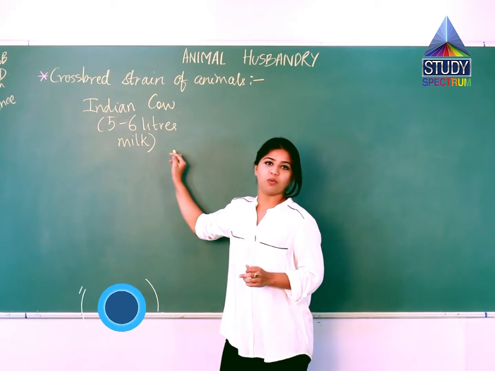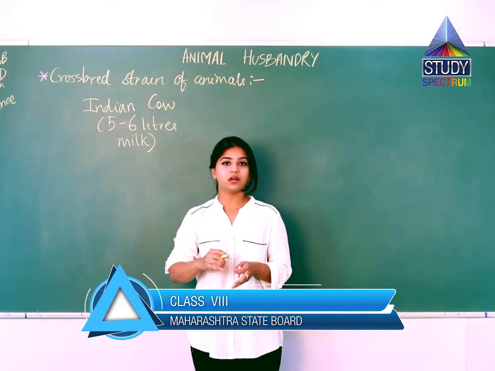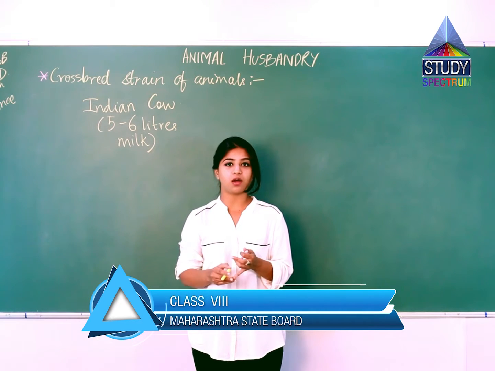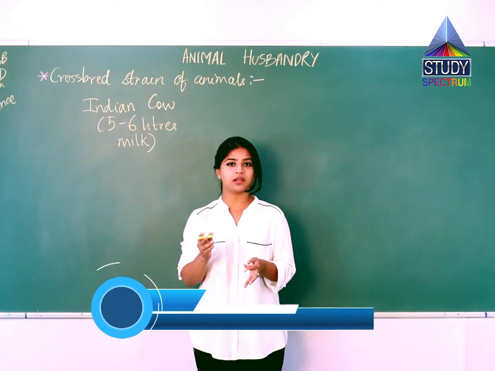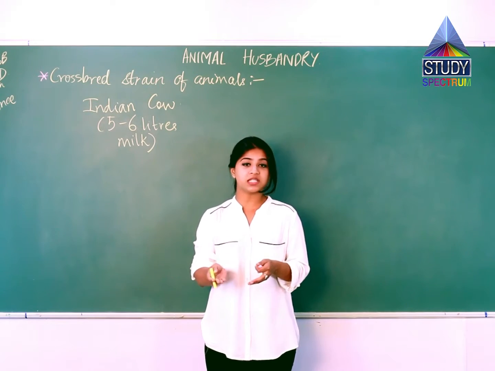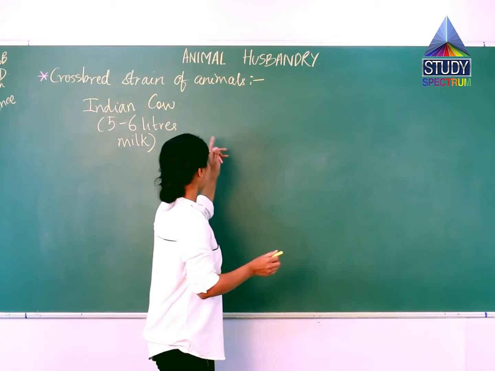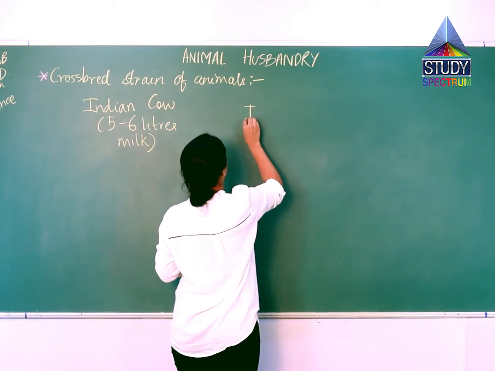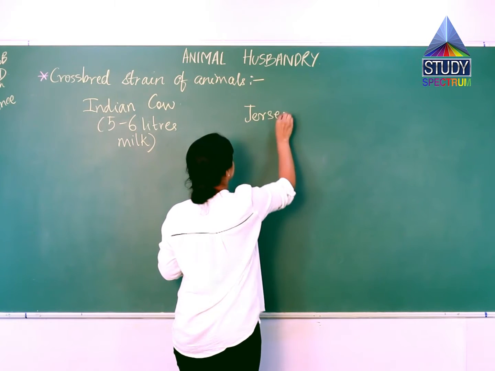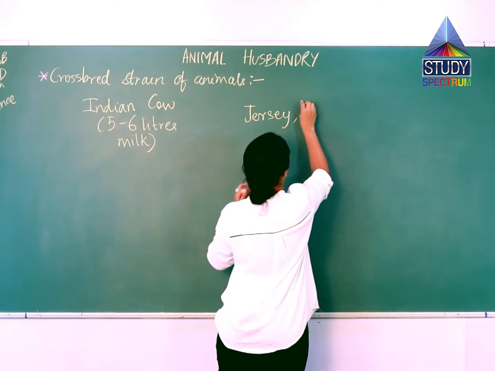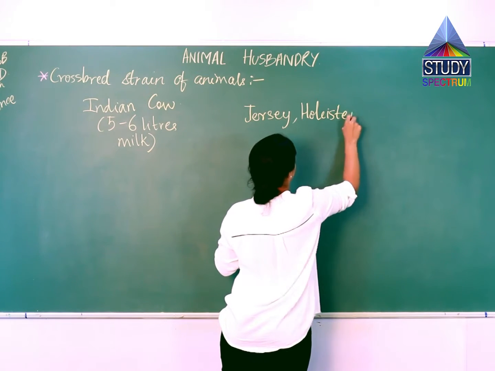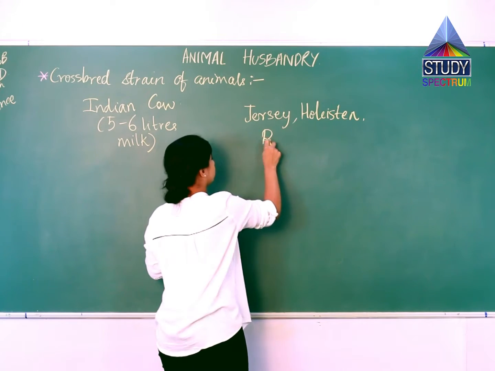Now if this cow is crossbred with a species of cow that's from outside, like the Jersey cow or the Red Dane bull or the Holstein cow, so I'll just write that down first for you. The Jersey, Holstein, or the Red Dane.